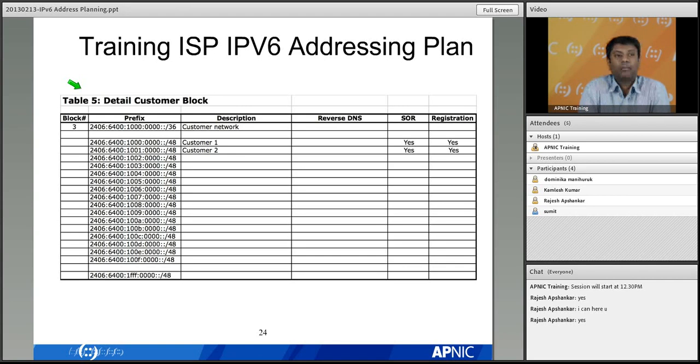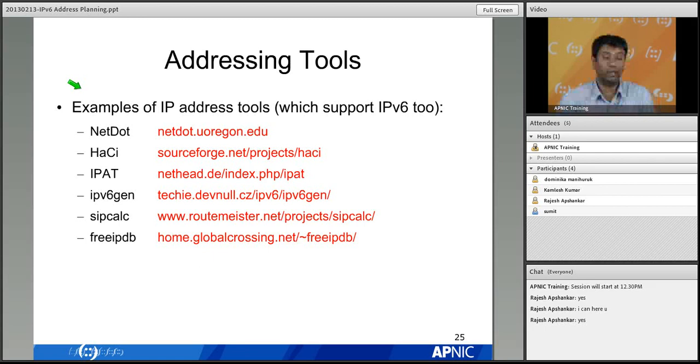Now we come to the customer side. Even on the customer side, we have blocks. So for example, block number 3, that is for the customer block, we create a number of /48. So when we create /48, from 36 up to 48, we have nearly 14 bits, right? 2 raised to 14 is such a big number of customer blocks that you can create, all with /48. Make sense?